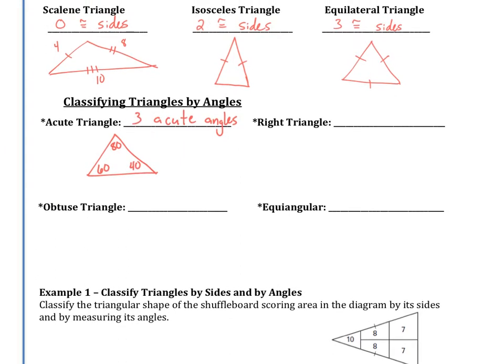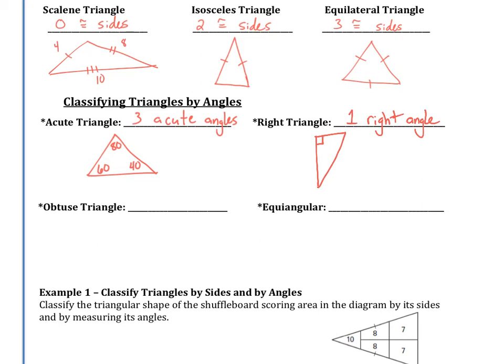Okay. A right triangle would be a triangle that has one right angle. So for example, one right angle will be like that triangle. One of the angles is a right angle. It's impossible to draw a triangle that has more than one right angle. So one right angle will make it a right triangle.